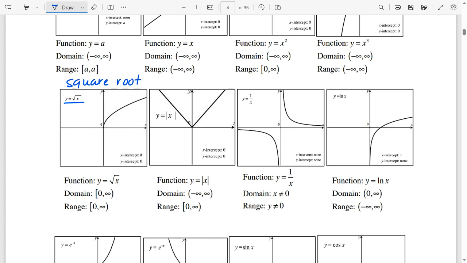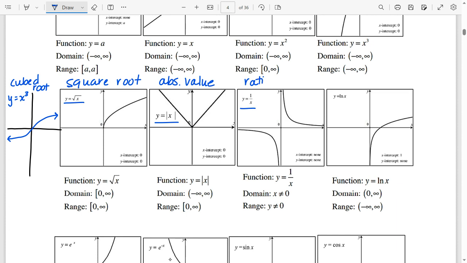And we're actually missing the cube root function, so if you want to add a cube root function on here, here's the x and y axis. It ends up having a shape like this. And this is of the form y equals the cube root of x. Then we've got our absolute value function, y equals absolute value of x. Y equals 1 over x is the rational function.